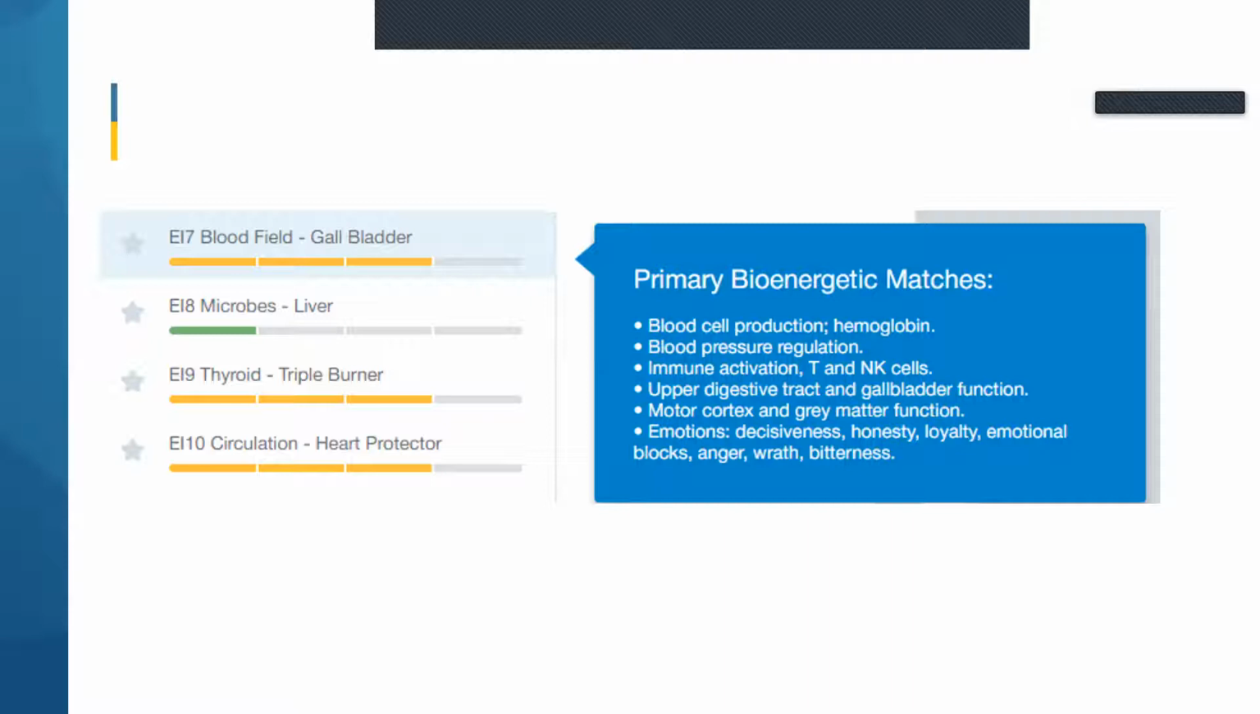Gallbladder in Chinese medicine is often linked with decision making. Okay, so looking at patterns again, we've got digestion, gallbladder function, motor cortex and grey matter function. We've got emotions, so there are some emotional blocks here. Is there some anger going on, some bitterness? Okay, so again, all of these connections, and thinking, okay, how's this all piecing itself together?